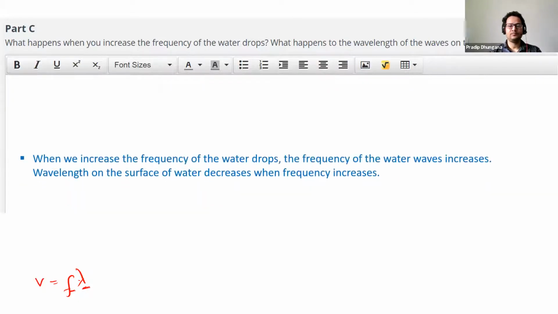Yeah. I think I put something wrong. When we increase the frequency of the water wave, frequency increases, yeah. And then wavelength on the surface of water decreases when frequency increases. Yeah. The first part is when we increase the frequency of water drops, it means we drop several water drops. At that time, the frequency increases, and then when frequency gets increased, wavelength decreases.